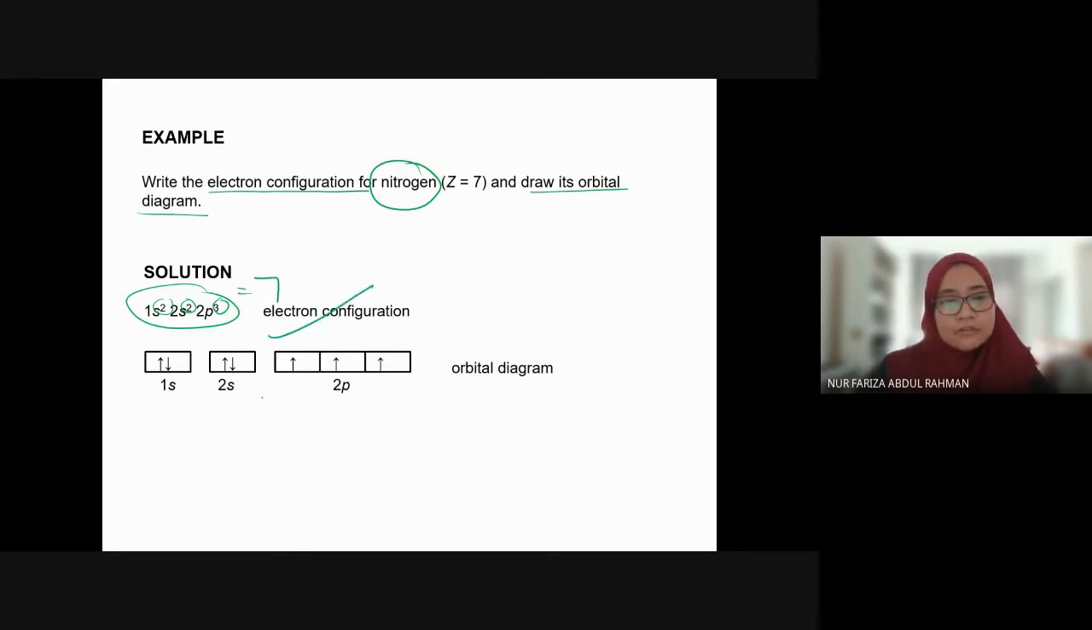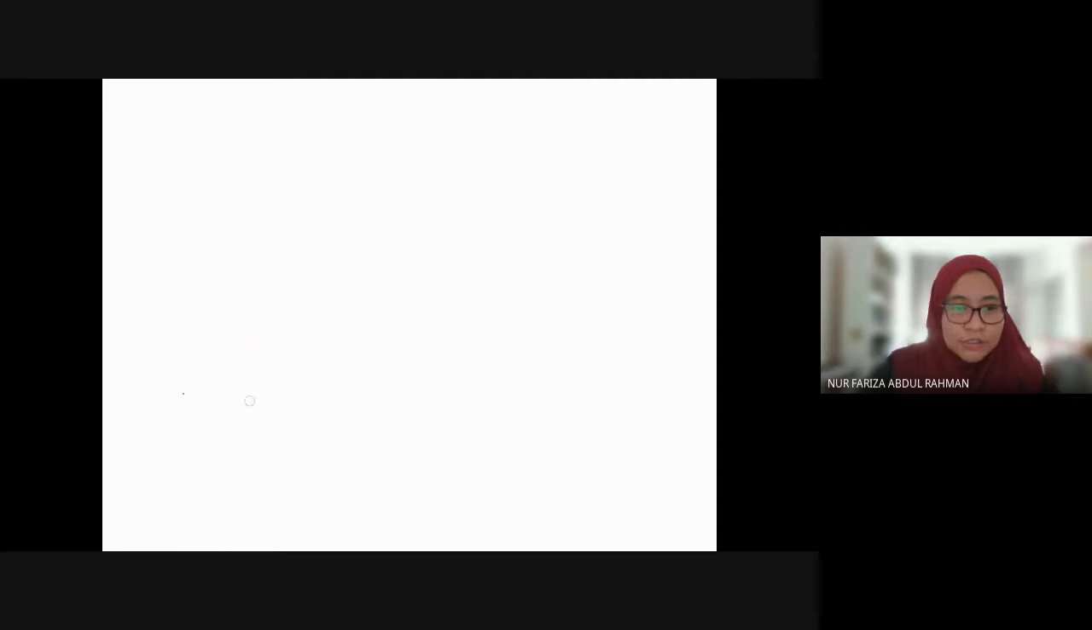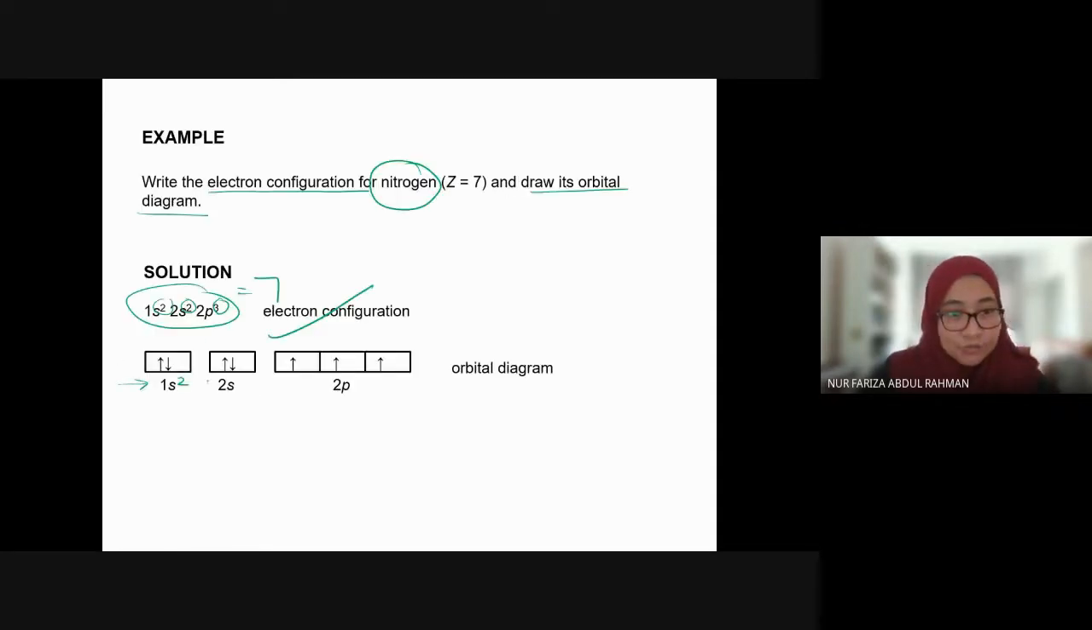Then the orbital diagram. We are done with the electron configuration. For the orbital diagram, please be careful. The difference is obviously the boxes that we use. But one more thing is that the superscript that we have for electron configuration should not be visible for the orbital diagram. We don't put the 2, 2, 3 here, because we have this in the boxes. Why would we write it again there? Understand? That is the format for the orbital diagram.